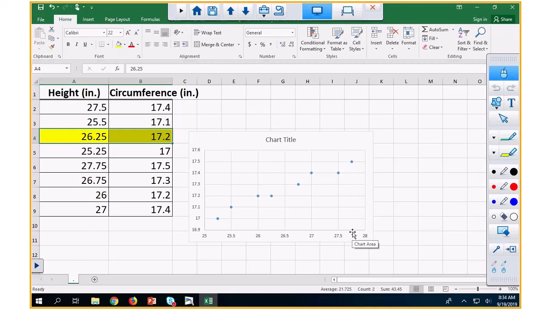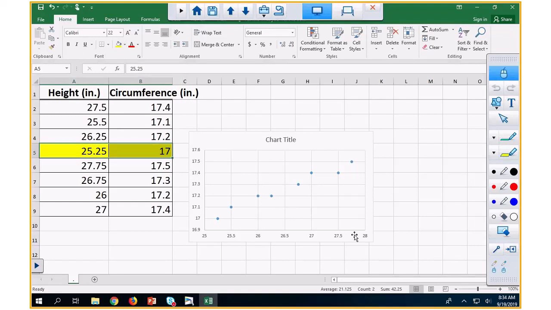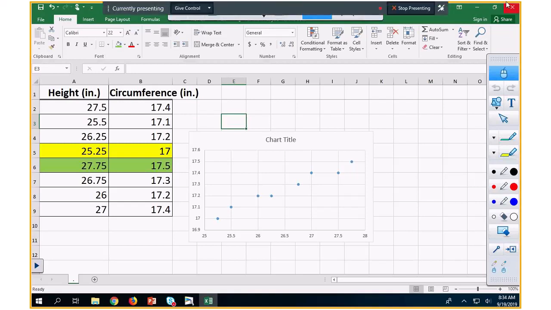And I want you to use 27.75. Where's 27.75? I think it's 25.25. Where's 25.25? One under it. Okay, thank you. Now there's your two points. Find the slope and the line between those two points.